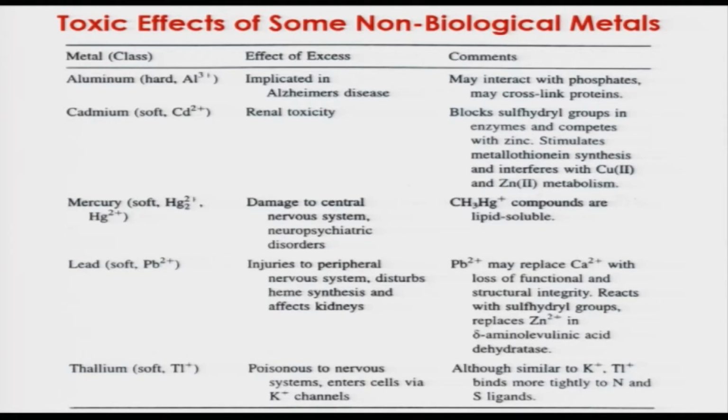Now, I will show the toxic effects of some non-biological metals. You can see that aluminum, cadmium, mercury, lead and thallium are not important for our life, and thus are non-biological metal ions. They cause lots of problems in our day to day life, and they are poisonous. Once they are poisonous, how can you remove them from the biological system?